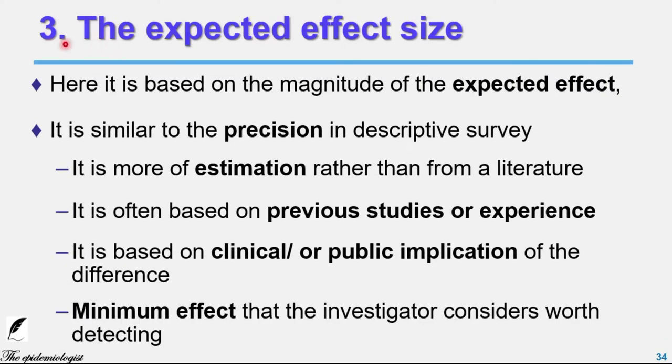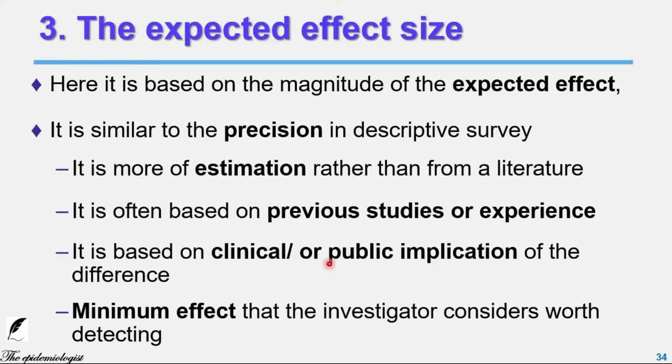The third assumption is that we know the expected effect size. How could we know it? Here, it is based on the magnitude of the expected effect size. It is similar to the precision in a descriptive survey. The effect size is more of an estimation than from literature. It is often based on previous studies or experience, that is, understanding the subject matter well.